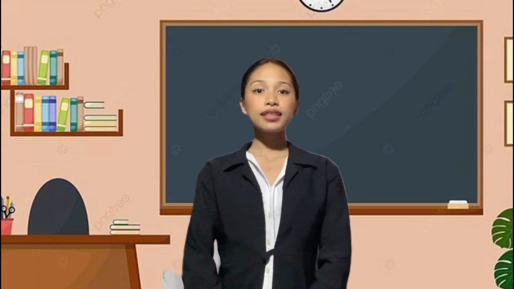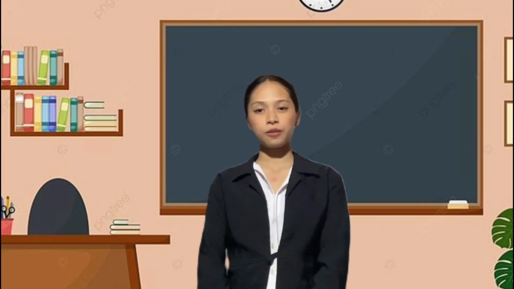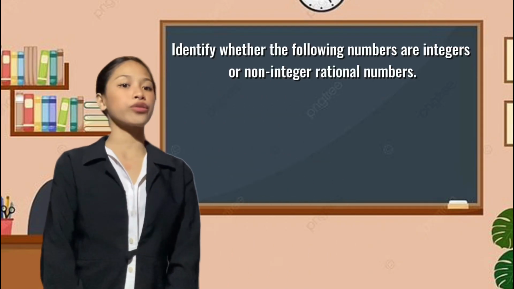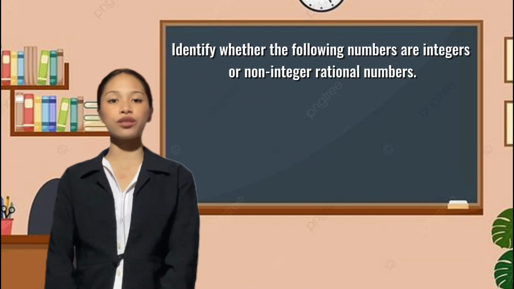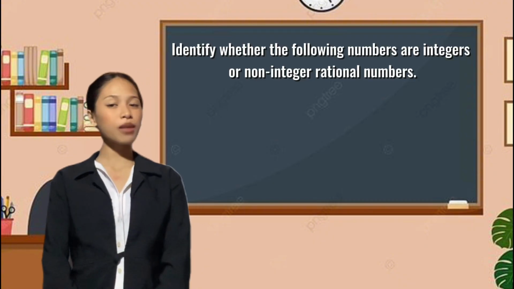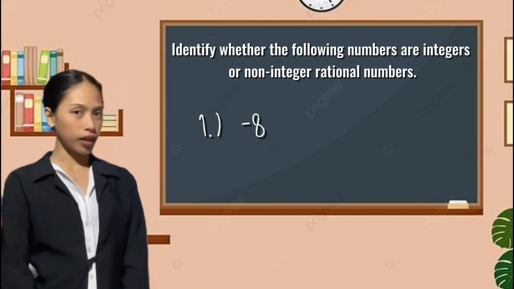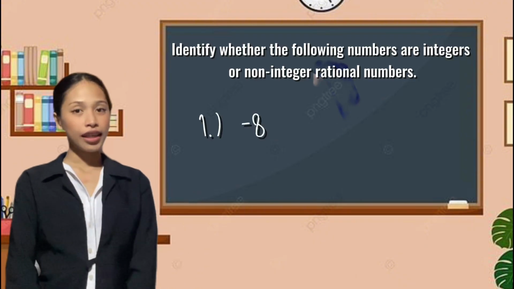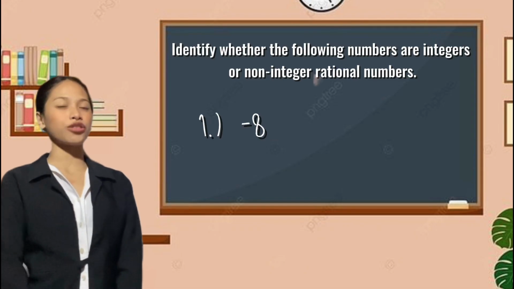Now, let's have a short activity. Identify whether the following numbers are integers or non-integer rational numbers. Number 1, -8. Integer or non-integer rational number?